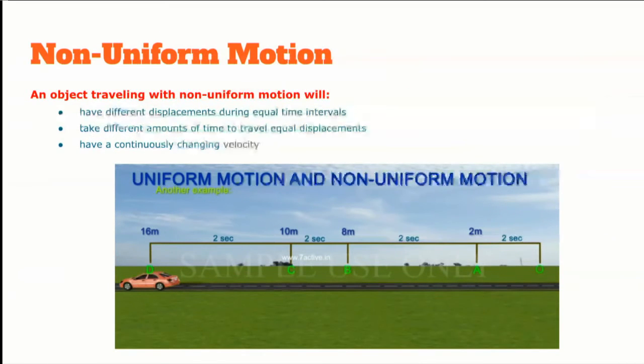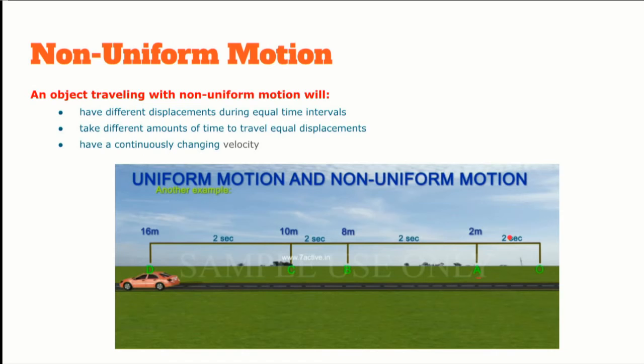And this is what it looks like. This car is going to the left. From 0 to 2 meters, it took 2 seconds. If it were uniform motion, it should travel to 4 meters at 2 seconds, but now it's going from 2 to 8 meters in 2 seconds.